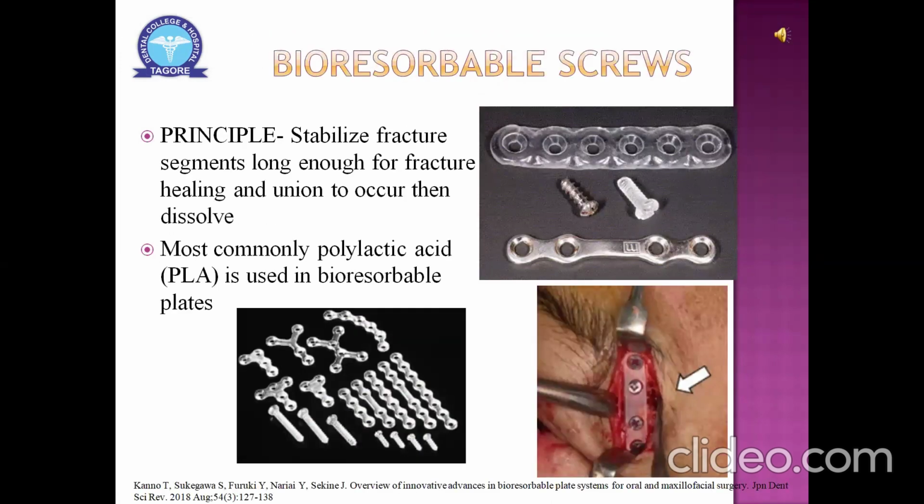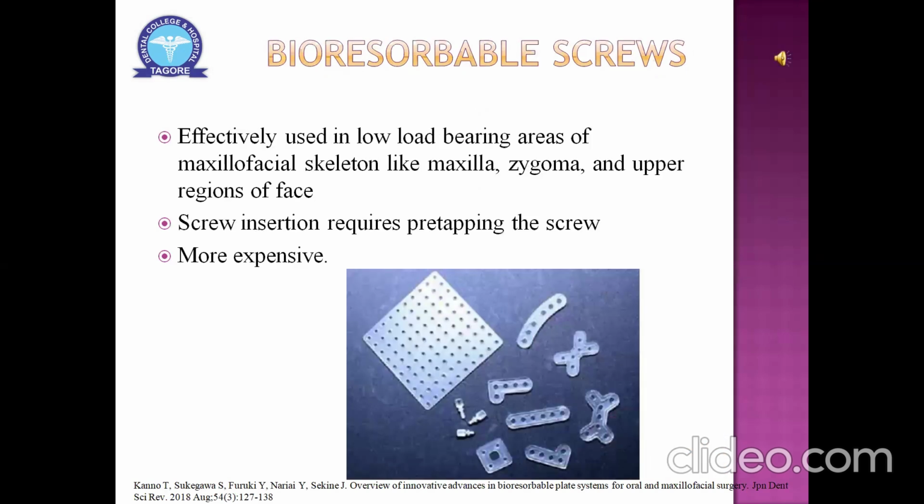In recent times, bioresorbable plating systems have been introduced. These plates and screws stabilize the fracture segments long enough for the fracture healing to occur and dissolve by themselves. Most commonly, polylactic acid is used in bioresorbable plates that dissolve by the process of protein degeneration and hydrolysis.